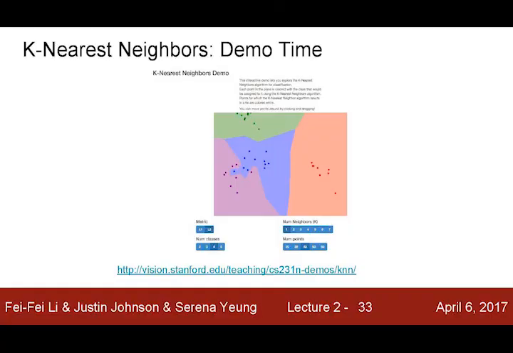So there's kind of a lot of problems with linear classifiers, but it is a super simple algorithm, super nice and easy to interpret and easier to understand.